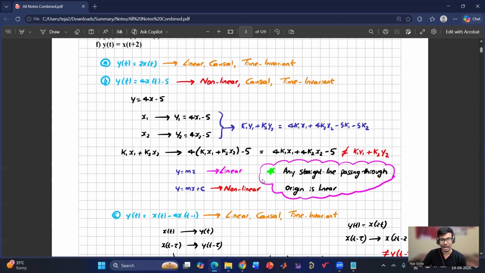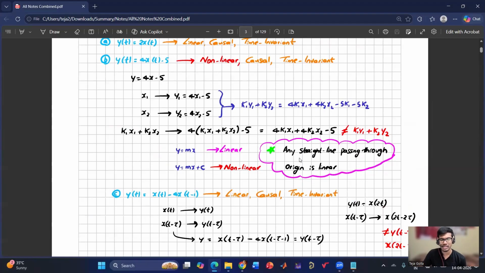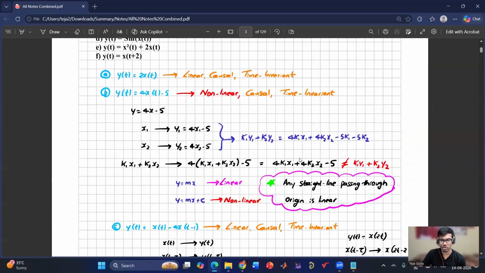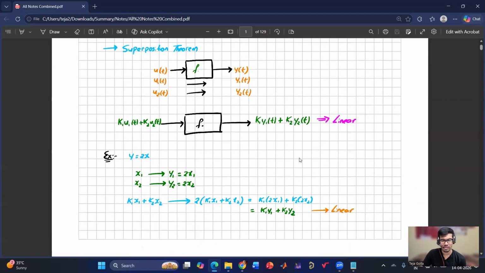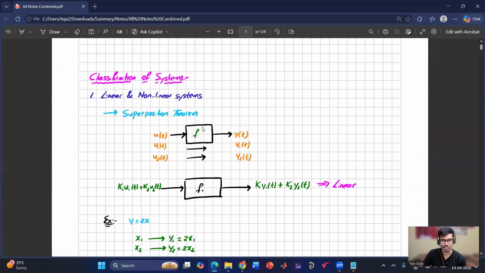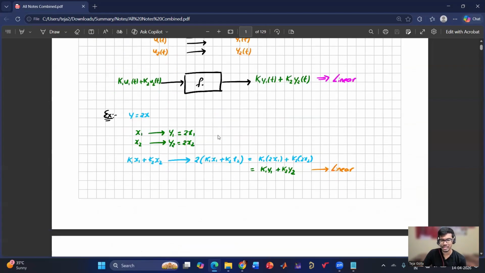One important thing is any straight line that is passing through the origin is linear. Any straight line that is not passing through it is non-linear, because the immediate thought would be that a straight line is linear, right? But a straight line is linear only if it passes through the origin. If y equal to mx plus c and c is not equal to 0, it is non-linear. Why? Because it doesn't satisfy the superposition theorem. So a straight line doesn't necessarily mean it is linear.